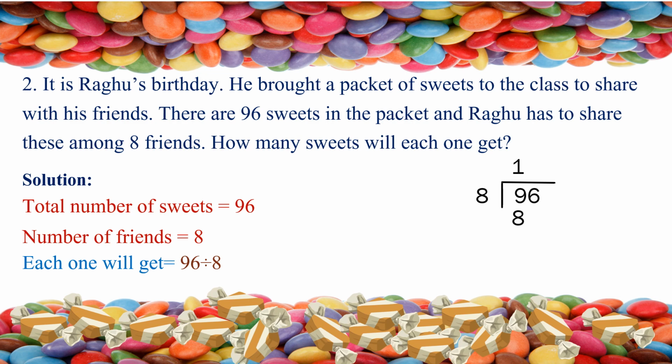So let us divide this 96 by 8. 1 8 is 8. Subtract 8 from 9. We get 1. Then bring 6 down. 16. So how many times 8 is there in 16? 2. 2 times 8 is equal to 16. Now we subtract this. We get 0. Very good. So there are no sweets remaining. All 8 students will get 12 sweets.